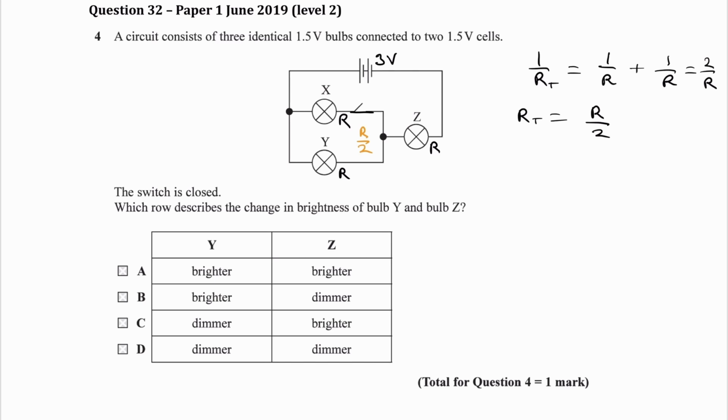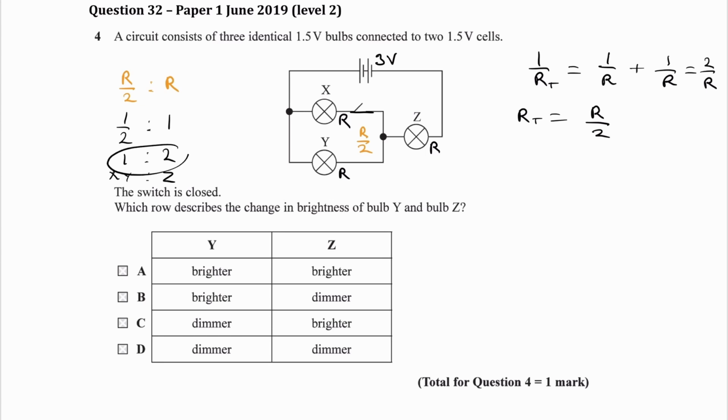Now voltage splits in the same ratio as resistance for resistors in series. These two are in series with this. So the ratio of resistance is now R over 2 to R. It's no longer 1 to 1. When it was just Y and Z, they had the same resistance and the split of voltage would be 1 to 1. But now the split of voltage is going to be 1 to 2 between X, Y, and Z. And so that means that Z is now going to get a greater voltage than it did before.